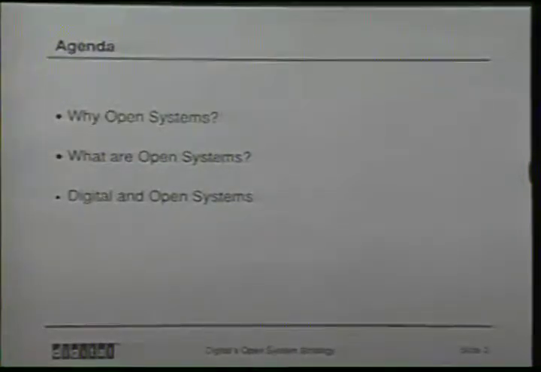I'd like to cover three main topics during the course of the conversation. The first is why open systems? Why should we be interested in this? And why are our customers asking for them? And once we understand that, I'd like to move on and talk about what open systems actually are. And I think you'll find that we have a definition which is different than some of our competitors do, but in line with what most of our customers are asking for. And then we'd like to talk finally about how Digital is delivering open systems and the directions in which we're headed in terms of making open systems a reality.